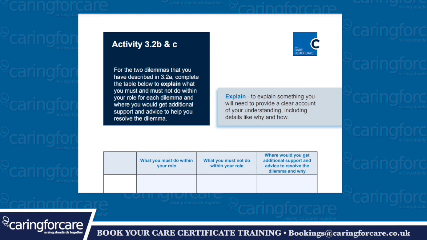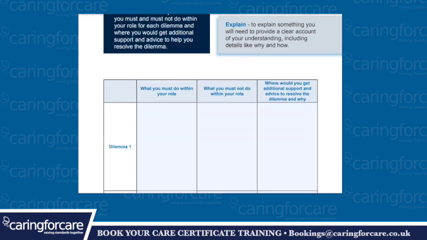For the two dilemmas that you've described above in 3.2a, complete the table below to explain in your role for each dilemma and where you would get additional support and advice to help you resolve the dilemma. Explain. To explain something, you will need to provide a clear account of your understanding, including details like how and why. So let's have a look in the table below.